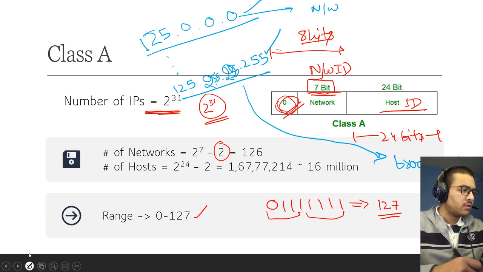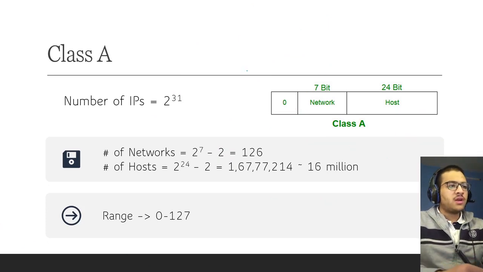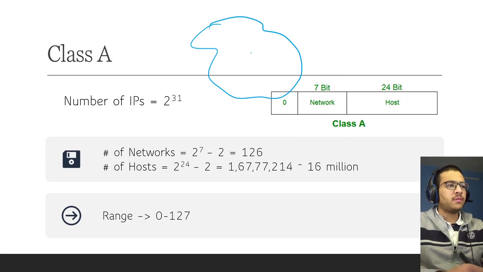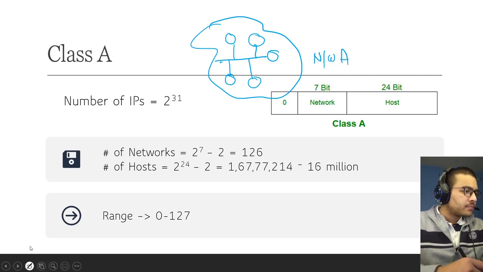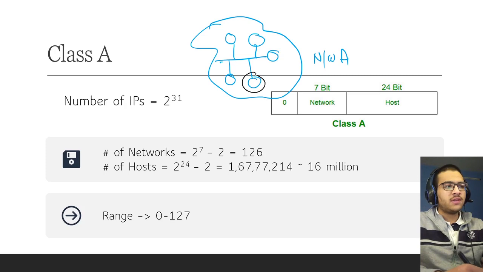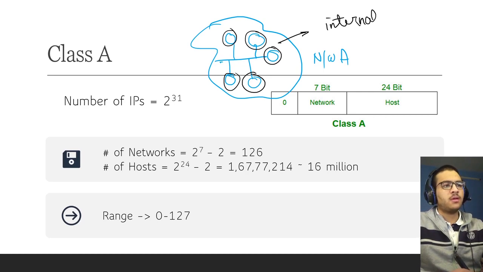Suppose that we have a network and it's got multiple connected nodes inside. Suppose this is network A. If we want to send a message to all of these nodes at the same time, we'll use the broadcast ID. So that's used for internal broadcast. The last IP is for internal broadcast.